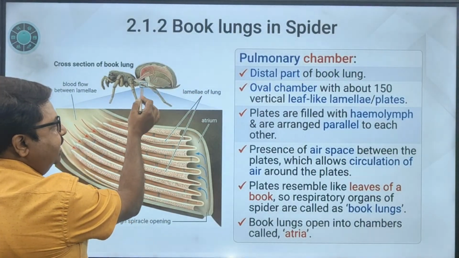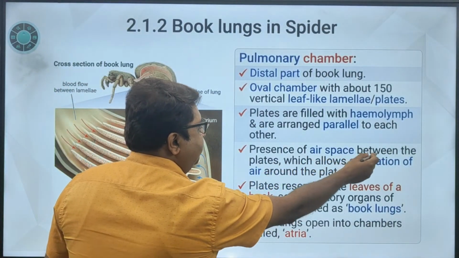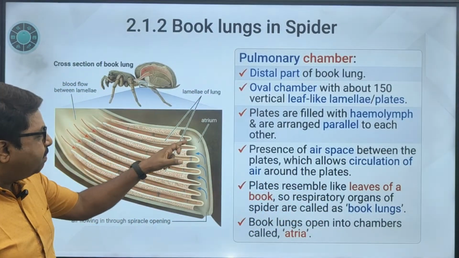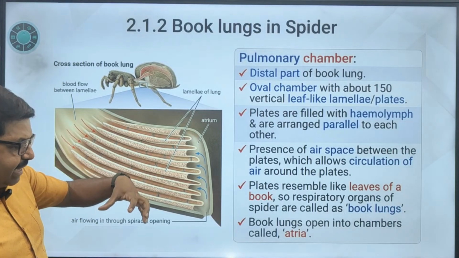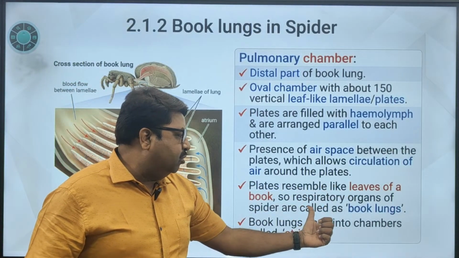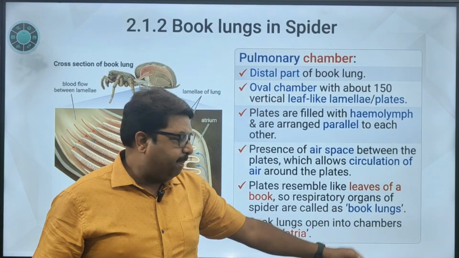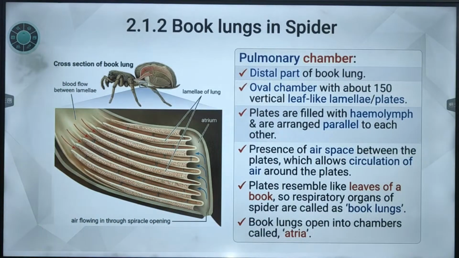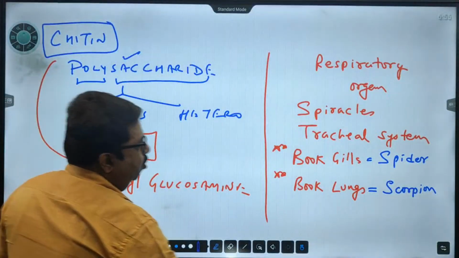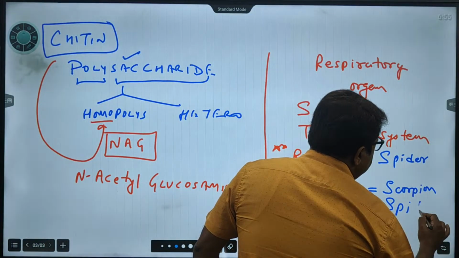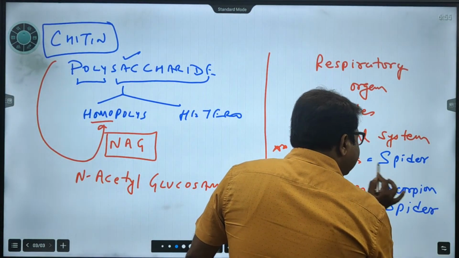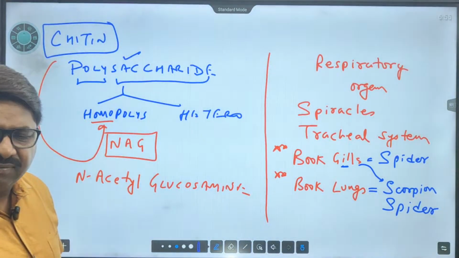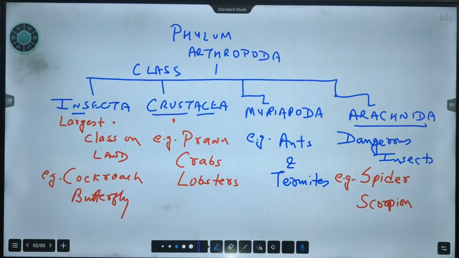And they're so small. Think about it, the spider is very small. There is air space between the plates which allows circulation of air around the plates. So within this particular plate, air can get circulated, and that air will be absorbed. Plates resemble the leaves of a book, so the respiratory organs of spider are also called book lungs. Book lungs open into chambers called atria. Okay, so this is the structure. So book lungs are in spider and scorpion. Okay, so that is it.